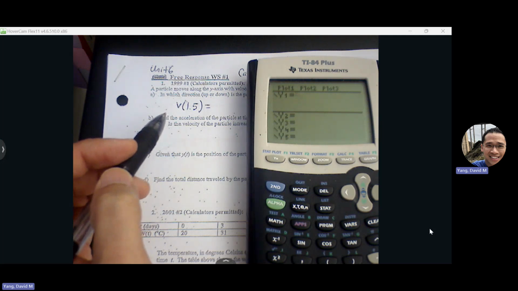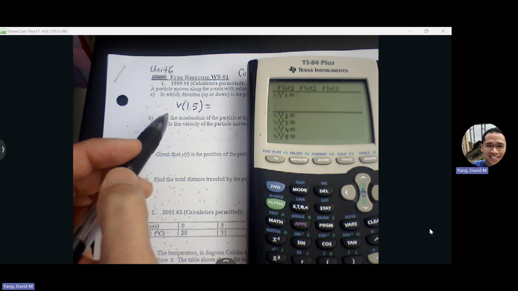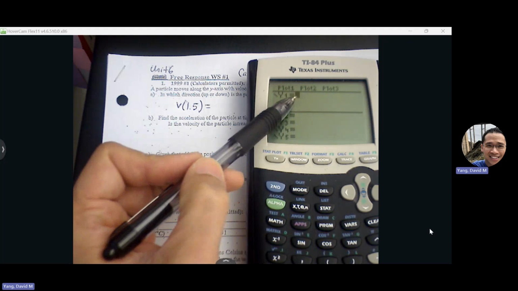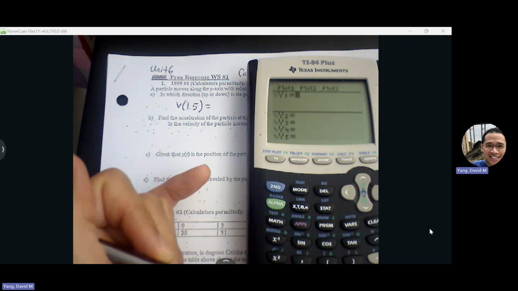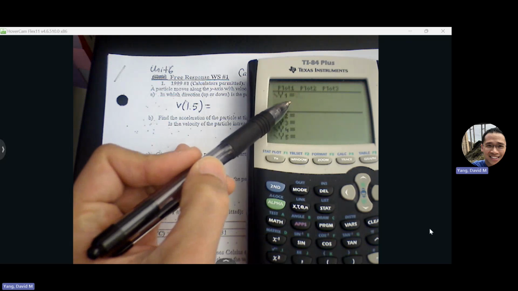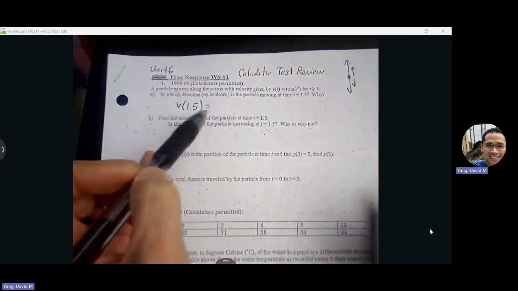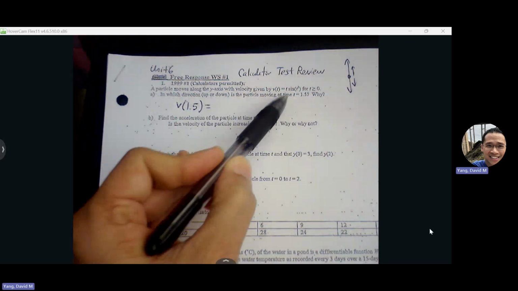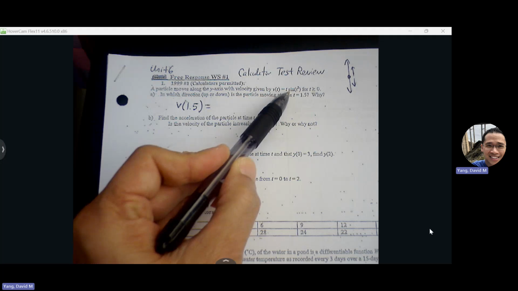Sometimes the problem will use like theta, or they would use t. If you try to use other variables besides X, the calculator is going to complain, or it's going to give you something that is strange. So just always use X on your calculator, but on paper, you're always going to use whatever variable that they present you.